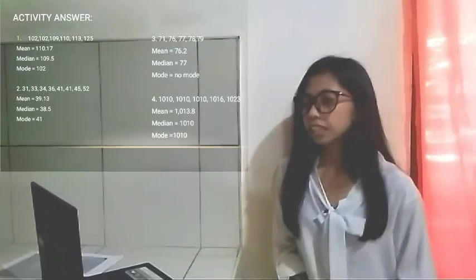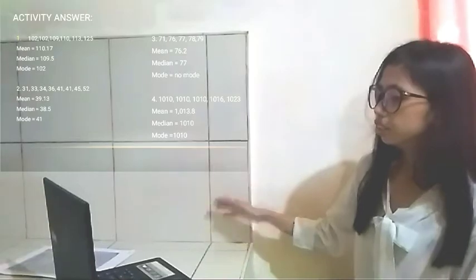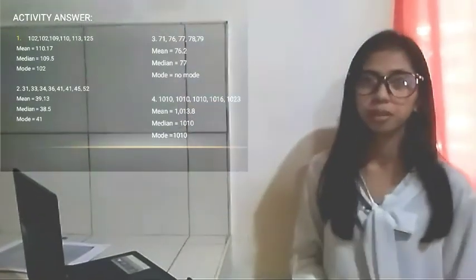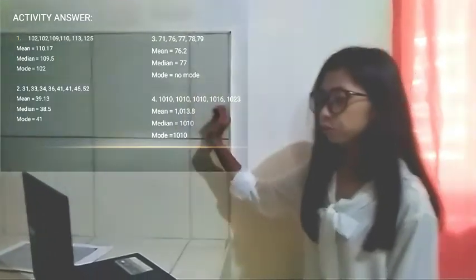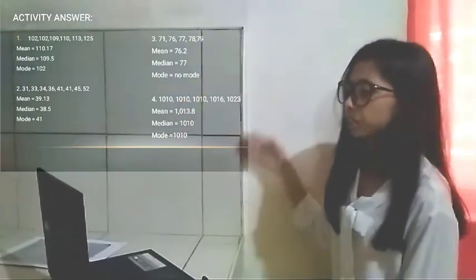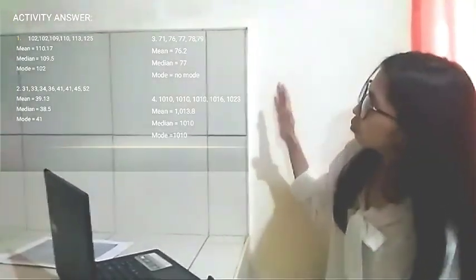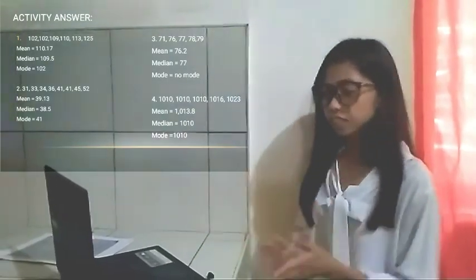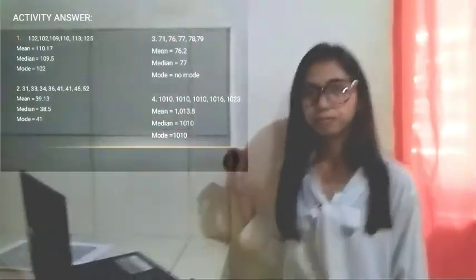Okay, for number 1, arranging the data in ascending order and adding the sum of the whole data set first, we will get the mean of 110.17. As you can see, for the median, there are 2 middle numbers, so add them in order to get the median, which is 109.5. Then, the number that appears most frequent is 102. So that means 102 is the mode of this data set.